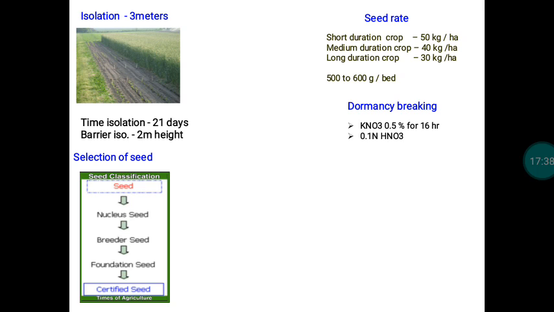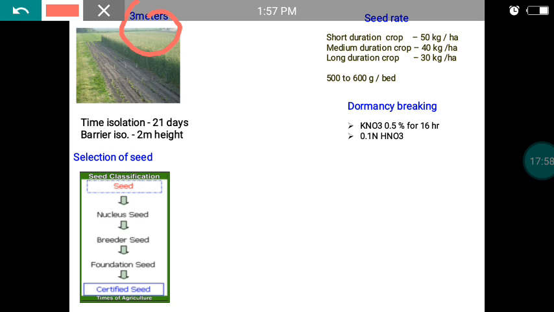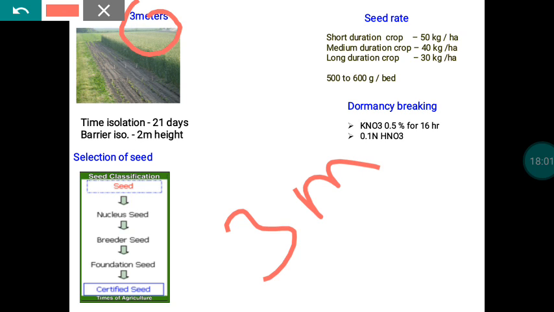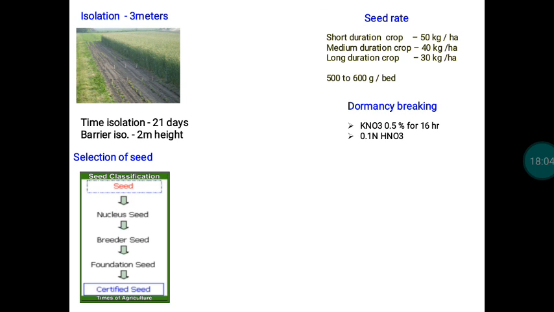So now we have to decide the isolation. Paddy is a self-pollinated crop, so there won't be much problem with genetic purity maintenance. Because of that, for varietal seed production, both for foundation as well as certified class of seeds, we have to follow a 3-meter isolation distance. A 3-meter isolation distance is sufficient for varietal seed production, not for hybrid. Now we are discussing the matter related to varietal seed production in paddy alone, so for both foundation and certified class of seeds, we have to maintain 3-meter space isolation.